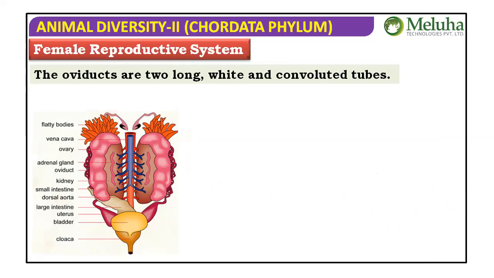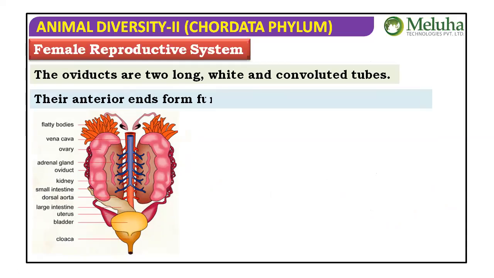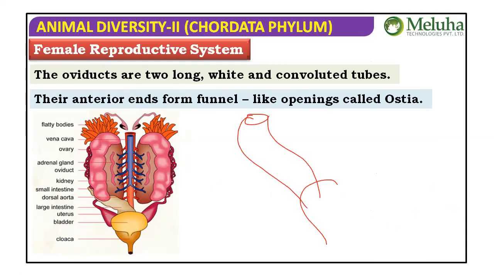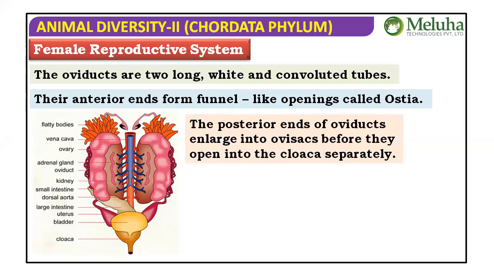The oviducts are long, wide, convoluted tubules where the oviducts open into the cloaca. Before they open into the cloaca, they get enlarged. That is what you call ovisacs. They are used to store the ovum before they release it into the water. The posterior ends of the oviducts enlarge into ovisacs before they open into the cloaca separately. The produced ovum will come and settle down here during the time of reproduction. Just for general knowledge, it's not mentioned, these are going to be stored here.